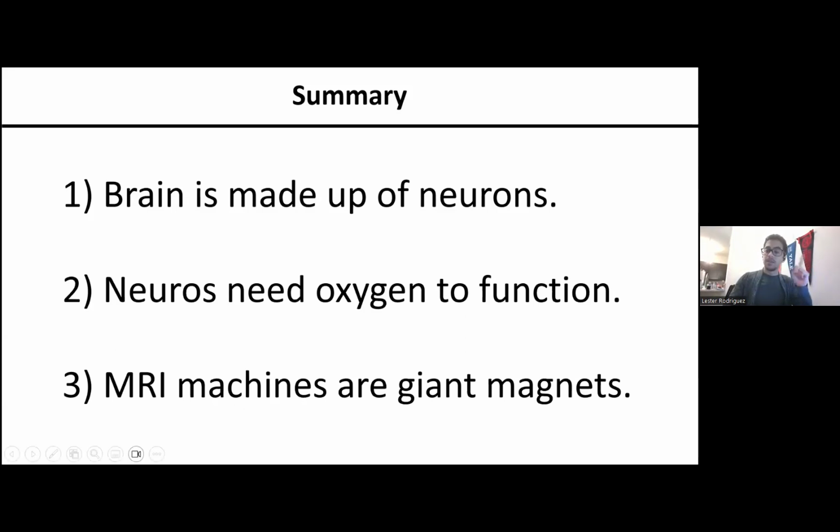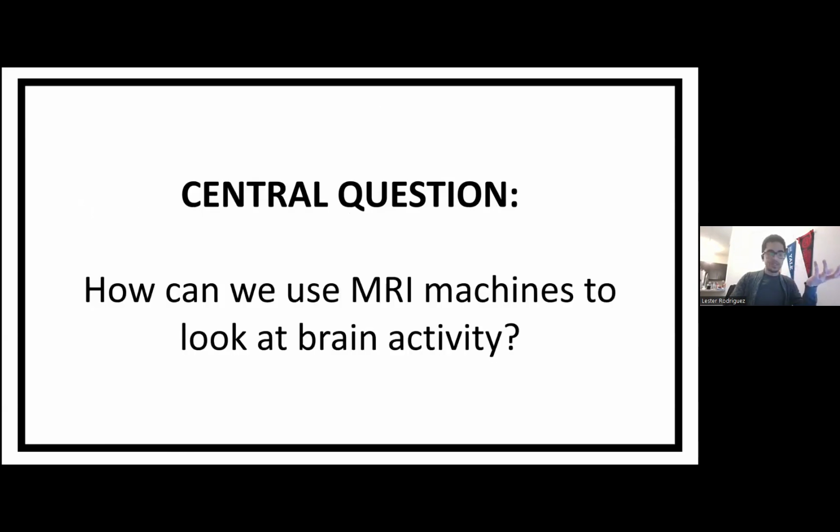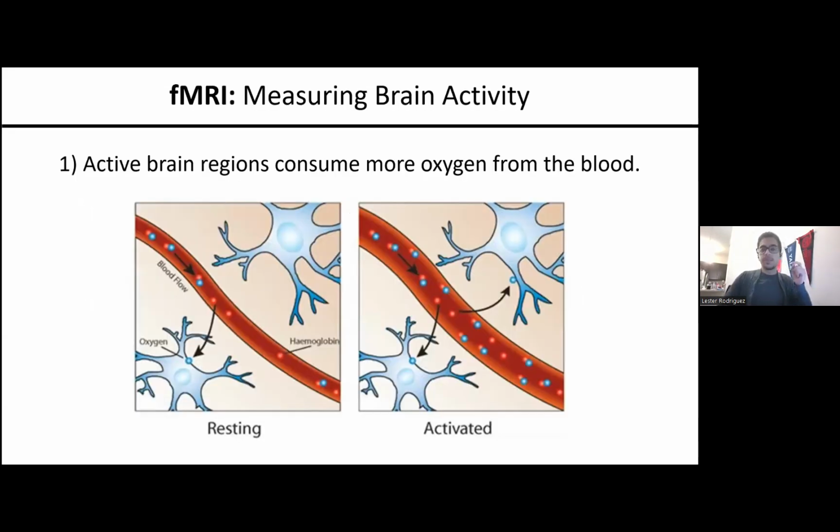I told you these things, but the central question is still, how do we use MRI machines? How do we use the giant magnets to look at brain activity? To understand this, we need to look at two points. Number one, an area in the brain that is active is going to need more oxygen from the blood. If your neurons are resting, they don't need that much blood there, so you can imagine the blood vessels stay sort of small. They don't need to send that much blood to that area because it's resting, it's not active. But if the area suddenly becomes active, now the blood vessels need to open up and send way more blood there. So an area in the brain that is active is going to need more blood.